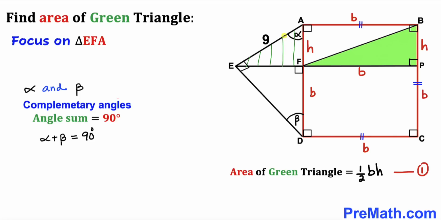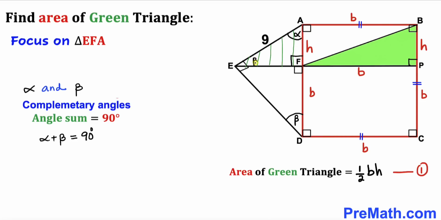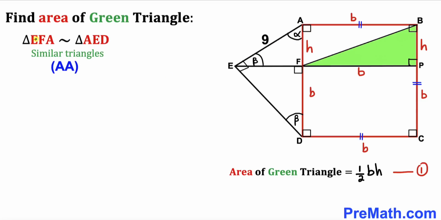And now let's focus on this right triangle EFA. And we know that this angle is alpha. This is our 90 degrees angle. So therefore, this angle has got to be beta. So we conclude that this triangle EFA and this triangle AED are similar triangles according to the angle-angle similarity theorem. Now let me go ahead and label this side ED as X and this EA as Y.